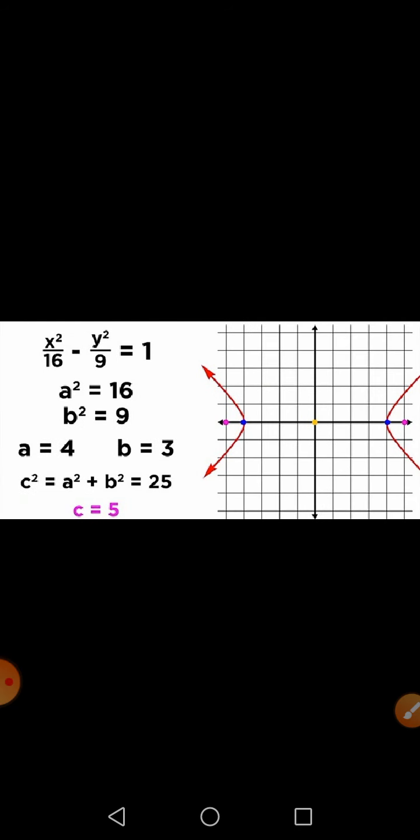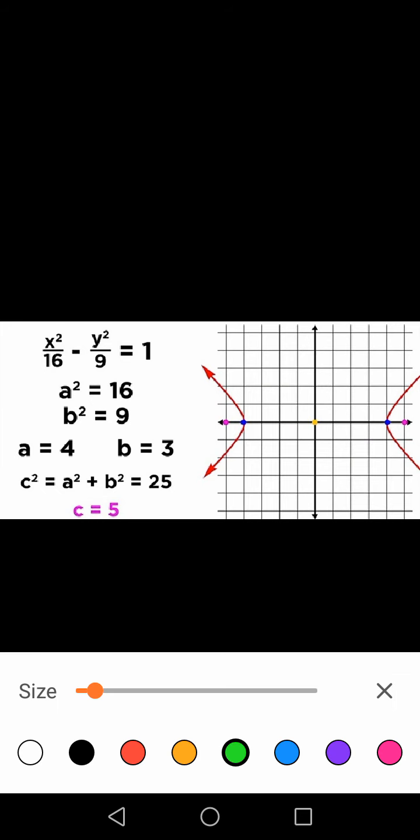Okay. Here, is it around x or y? It's around x. So I will move a here, the first number 16, so I will move 4 to the vertex and 4 for the vertex. And to get c, I should add a squared plus b squared equals 25, so c equals 5, so the foci are here, 5 and 5, and that's all.